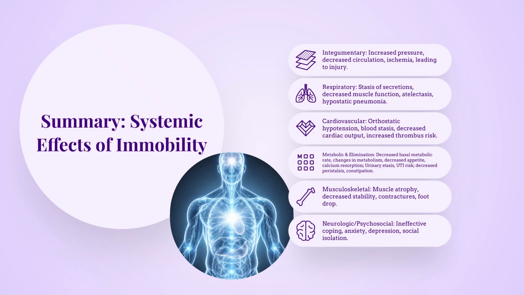So, in summary, integumentary wise, we've got that increased pressure, decreased circulation, leading to ischemia and a lot of pressure injury. Respiratory, we get stasis of secretions, decreased muscle function. They get that atelectasis, which is the incomplete opening of their lungs. And then they can get a hypostatic pneumonia.